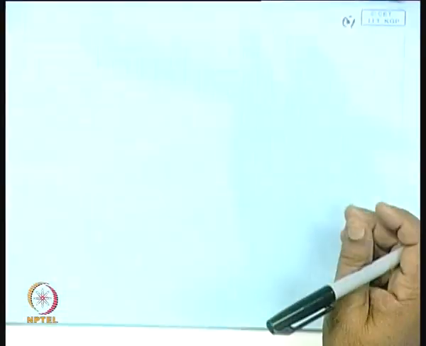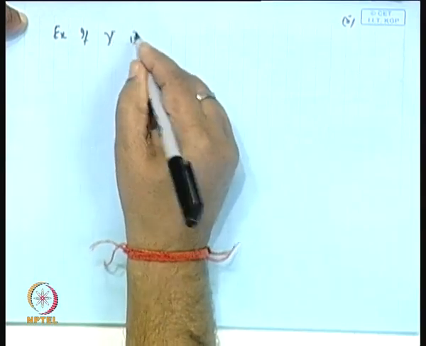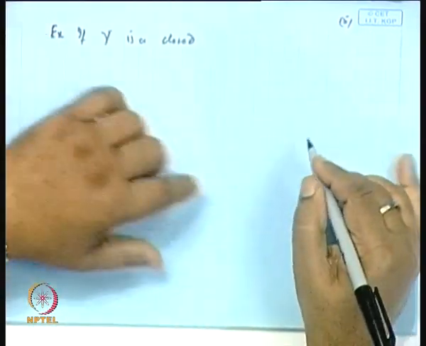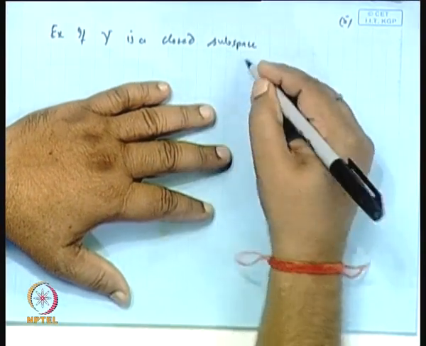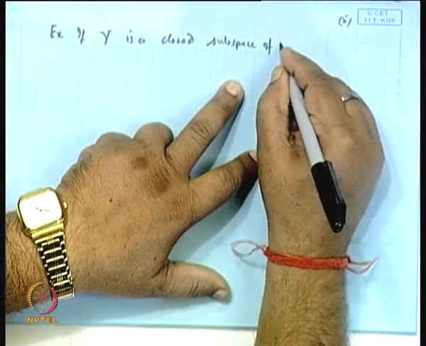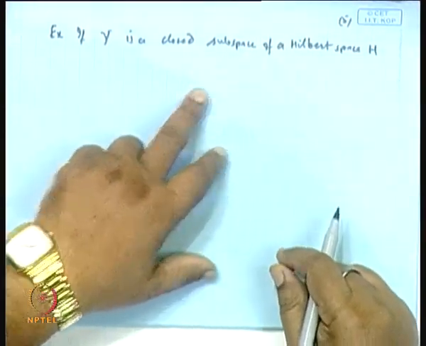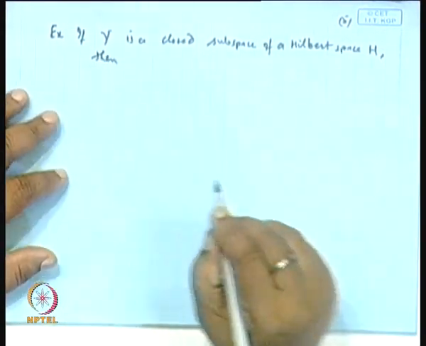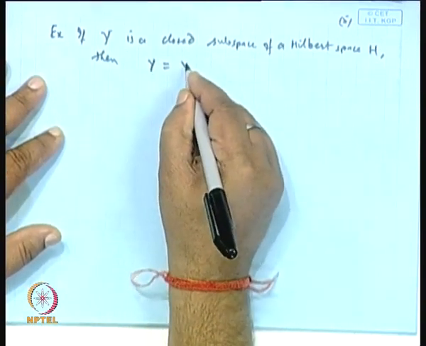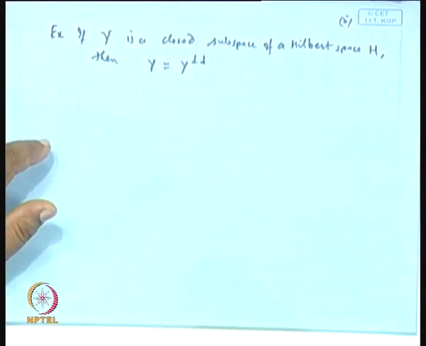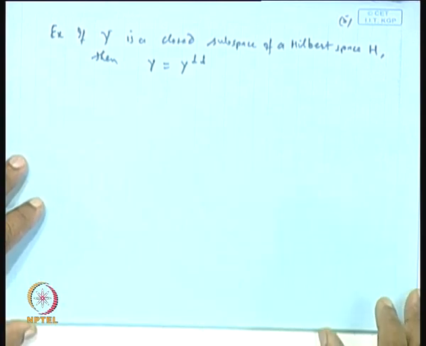So, the restriction is this exercise: if Y is a closed subspace of a Hilbert space H, then Y is equal to its second orthogonal complement. It means closedness is a must.